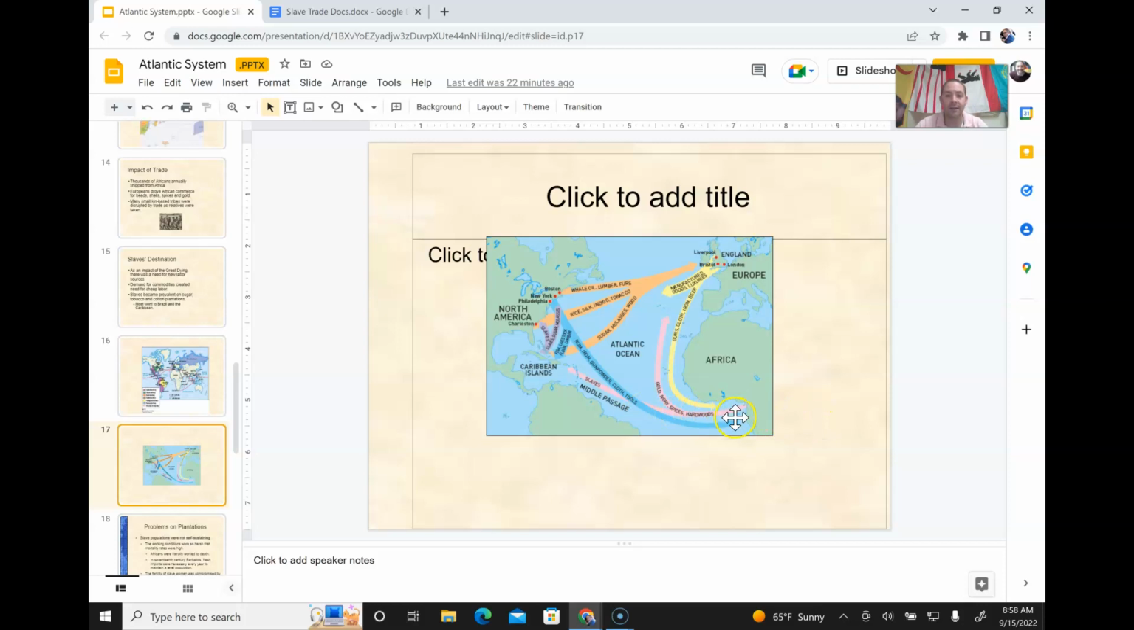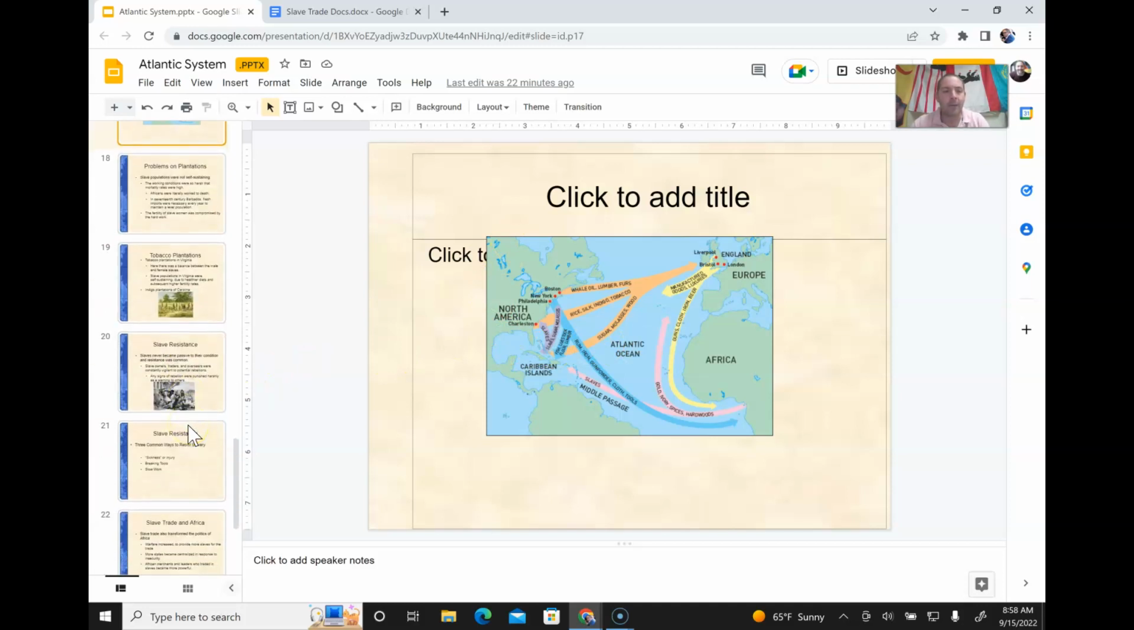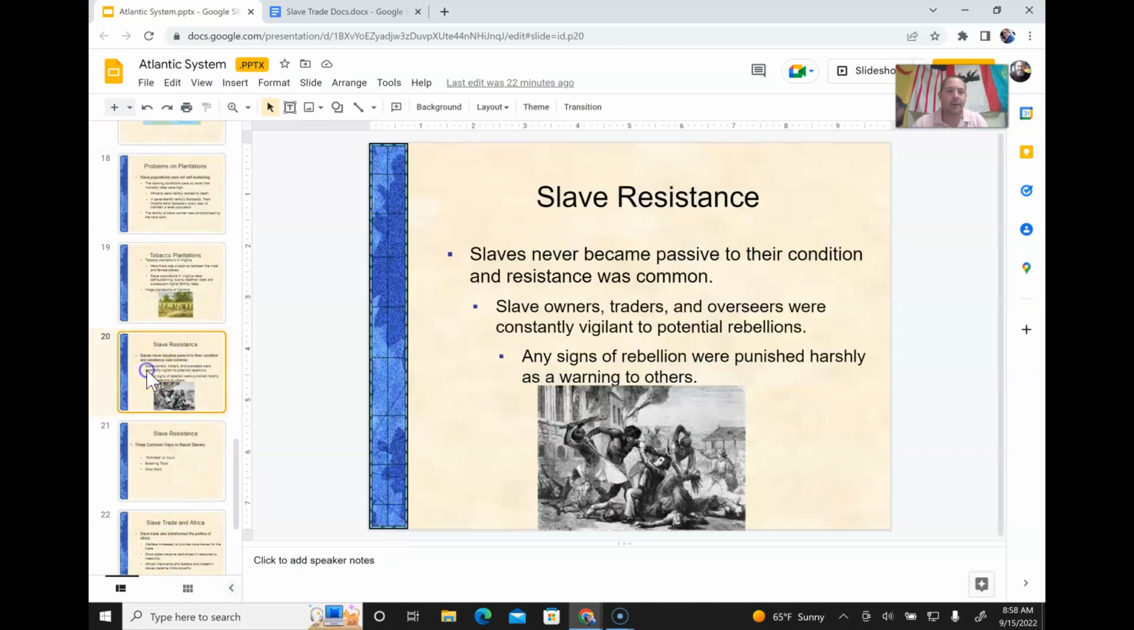You also see that the only product coming out of Africa going to the New World is slaves. Now, going up to Europe, you have some products: spices, woods, gold, ivory, again luxury items. So it's the demand for these luxury items that is causing people to have the need for slaves.